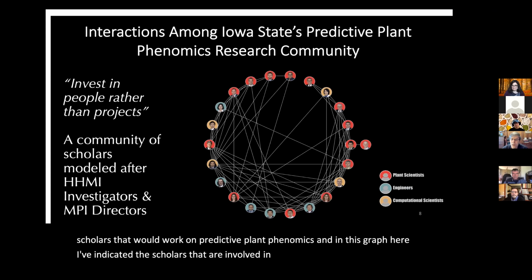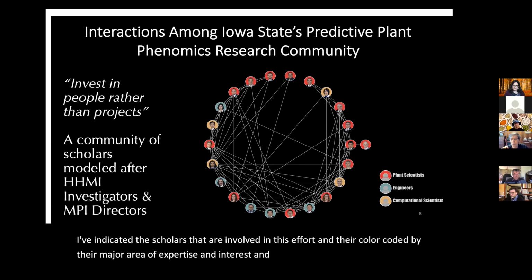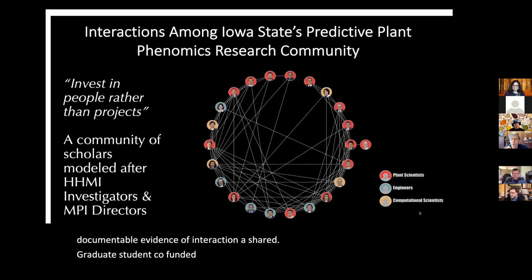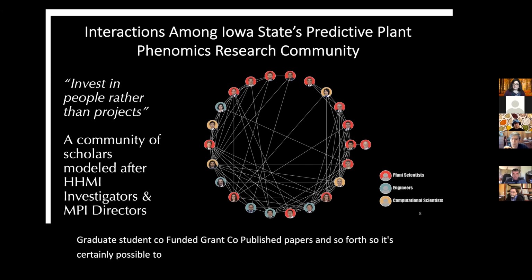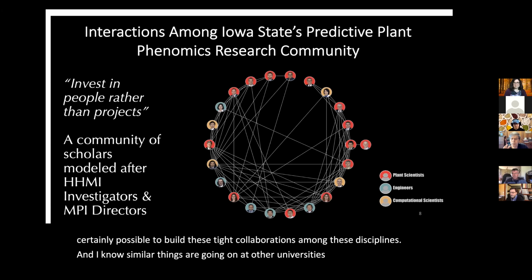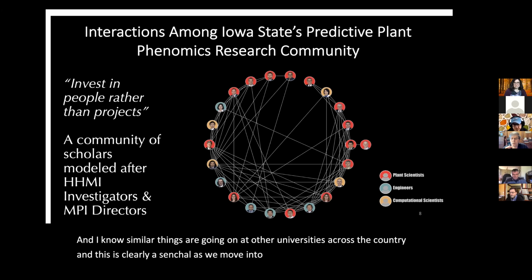And each line in this graph is documentable evidence of interaction: a shared graduate student, co-funded grants, co-published papers, and so forth. So it's certainly possible to build these tight collaborations among these disciplines. And I know similar things are going on at other universities across the country. And this is clearly essential as we move into a new era of agricultural genome to phenome research.